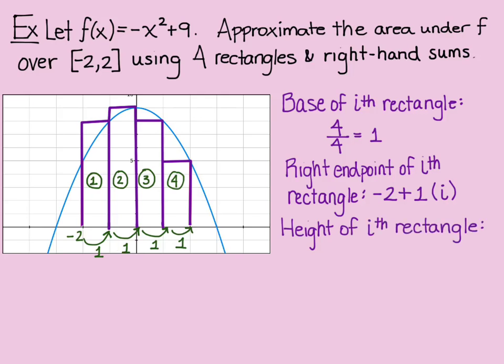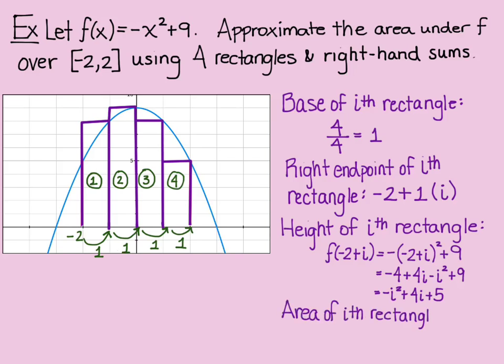The height of the ith rectangle is then found by plugging in the right endpoint into the function. Our function in this case is f of x equals negative x squared plus 9. So everywhere that I see an x in that function, I'm going to plug in negative 2 plus i. So I have negative 2 plus i quantity squared plus 9. If I FOIL it out, I get negative 4 plus 4i minus i squared plus 9. And this simplifies to negative i squared plus 4i plus 5.